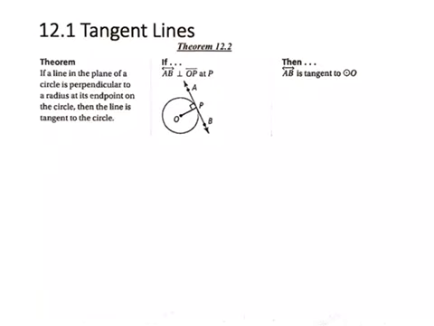If a line in the plane of a circle is perpendicular to the radius at the endpoint of the circle, then the line is a tangent of the circle. So this is actually just the reverse of what we saw earlier. Now they're saying if you have a line that meets the circle and is perpendicular to the radius, then you can say that that line is a tangent of the circle.